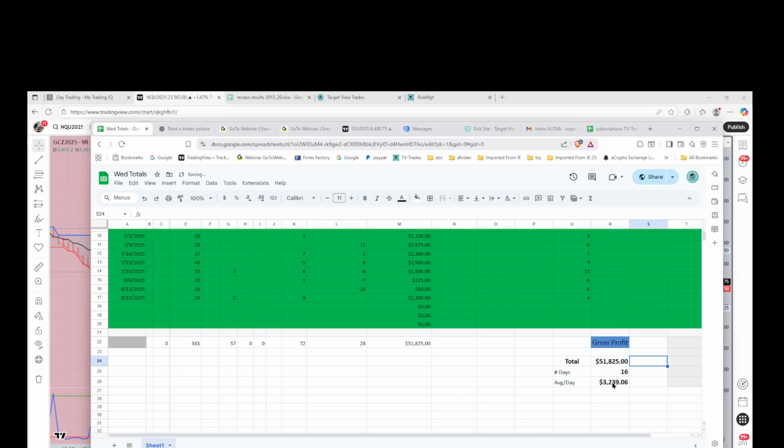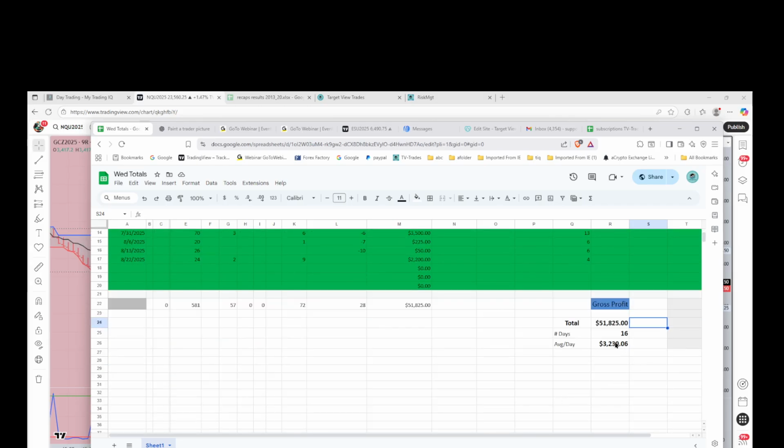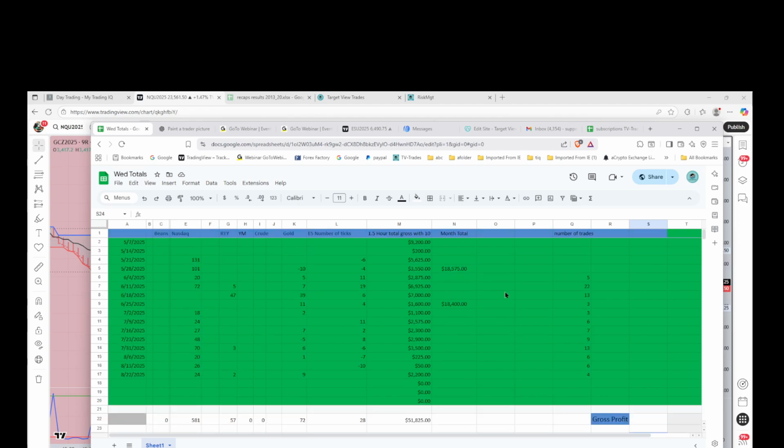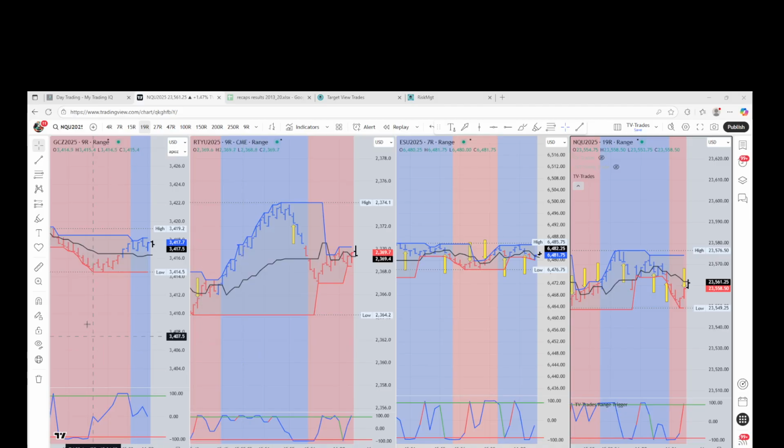So on the Wednesday sessions, we're averaging $3,239 with 10 contracts on, or $323 with 1 contract. Now, that $323 is easily enough to pay for the subscription cost for several months, actually. So you get enough just out of these Wednesday sessions, or the weekly sessions that I do, to more than double your cost.